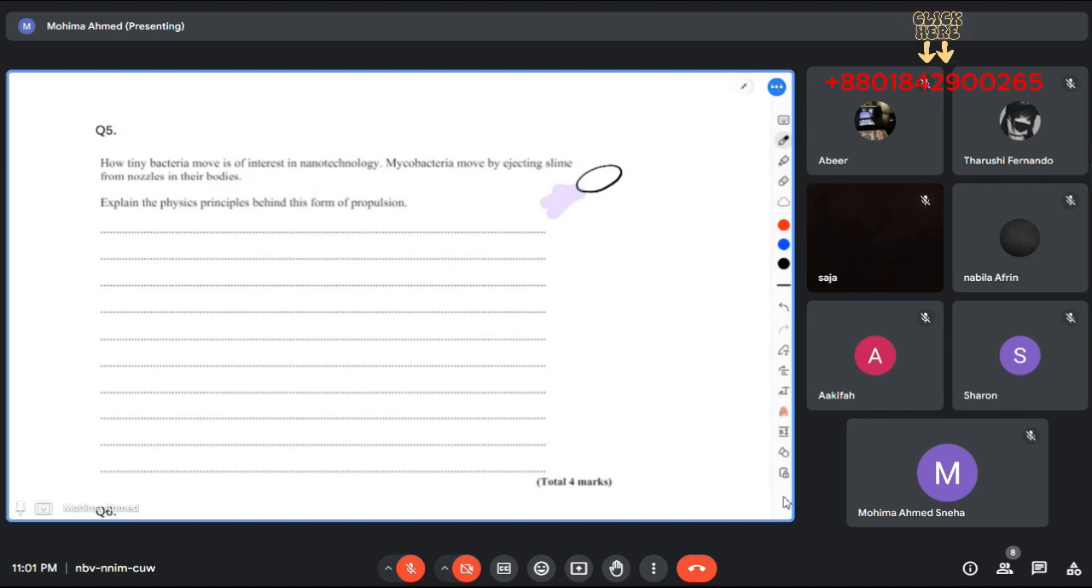And after explosion, or after ejecting the slime, the mycobacterium and the slime will move away from each other. I am assuming the slime has a smaller mass and the mycobacterium has a larger mass. According to your equation, momentum is equal to mass times velocity. Objects with larger mass can only achieve smaller velocity. So after ejecting, the bacteria will move in the opposite direction to that of the slime with a smaller velocity compared to the slime, because it has a larger mass. Right? Is my explanation clear to all of you?